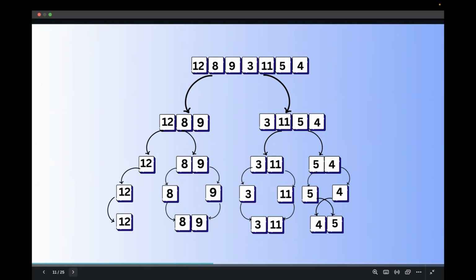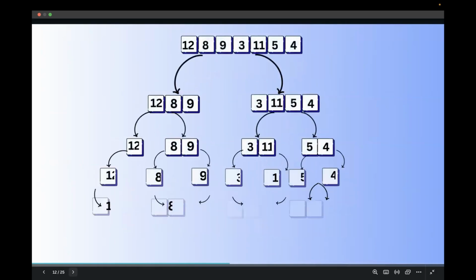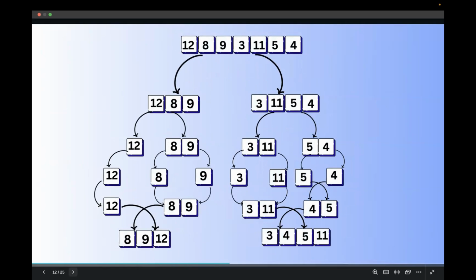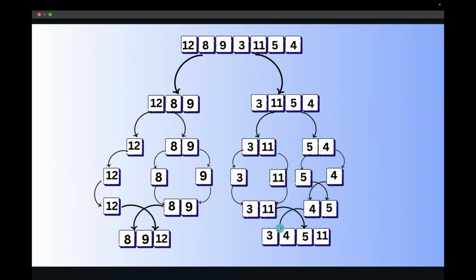Now let's go into the next step of merging. So now we'll combine 12, 8, and 9, but they're not in sorted order. So now let's bring 8 and 9 to the left and 12 goes to the right. Here, with 3 and 11, 3 is the smaller one, but 11 is bigger than 4 and 5, so we'll keep it on the right. And 4 and 5 are in sorted order, so we'll just place them here.